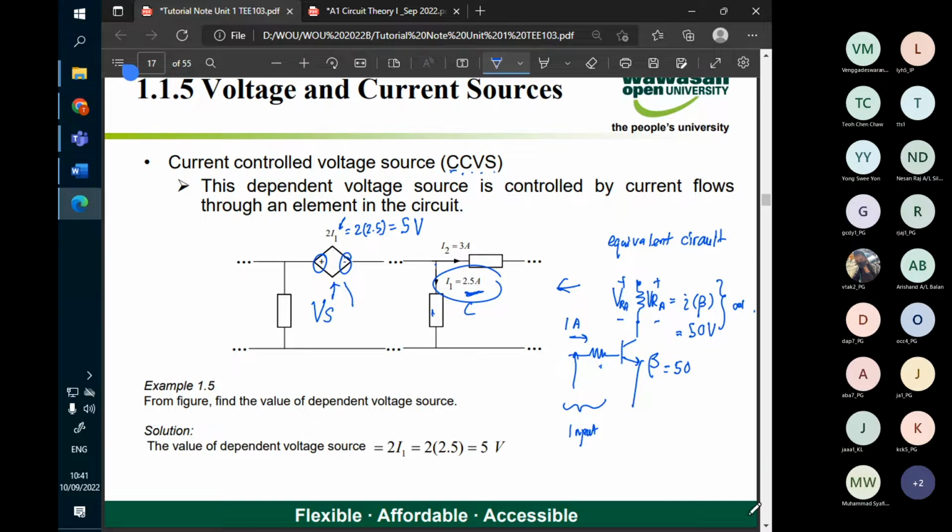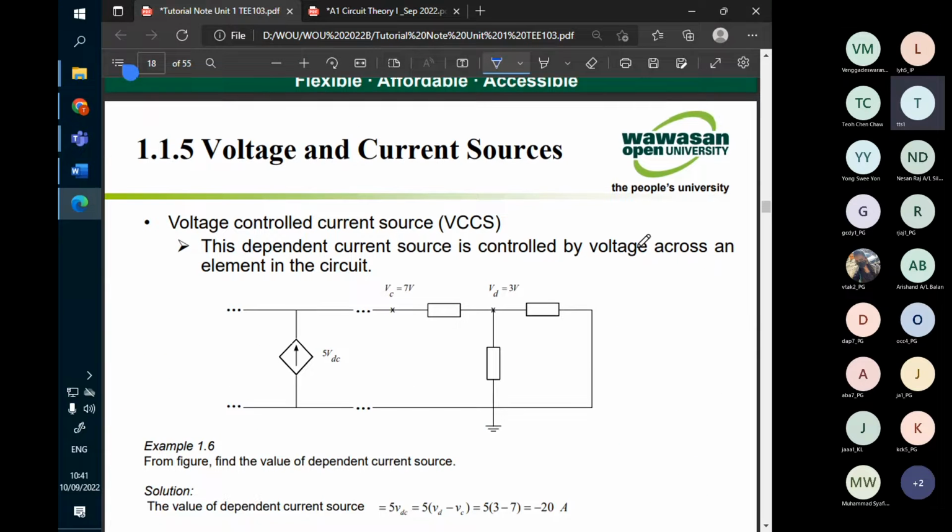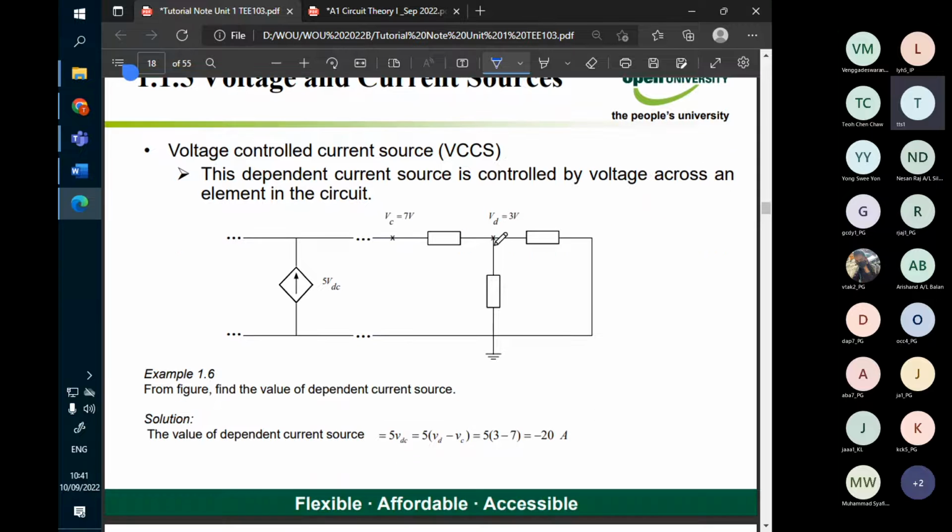Okay, we also have another possible combination called a voltage control current source, when the voltage here will control the current source on the other side of the circuit. This one you can view in the practical circuit as an op-amp circuit. Let me quickly go through this one, not to take too much time.